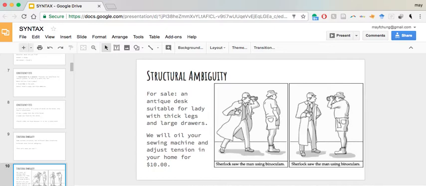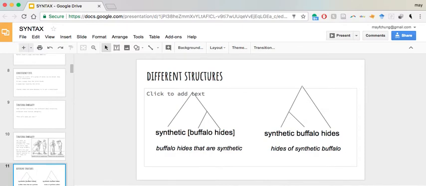If you just read the sentence by itself, you wouldn't know which meaning to interpret, right? You would need to ask for more details, more information, and so that's why it's structurally ambiguous. And you can see how the different structures are clearly marked. In linguistics, we have what's called a hierarchical structure, right? And this is how we are able to look at the different meanings and show how the different meanings are portrayed. So, for example, synthetic buffalo hides, right?